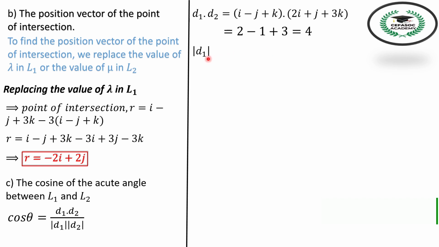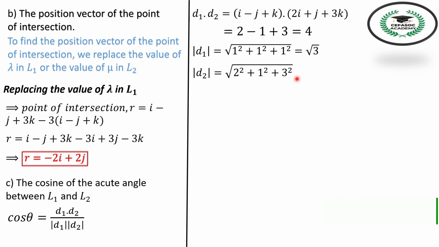Now the absolute value of d1, that is the magnitude of d1, is simply the square root of 1 plus 1 plus 1. Don't be surprised that I'm putting 1 here, because even if I put negative 1, it will still be positive because it's inside the square. So the magnitude of d1 is root 3. The magnitude of d2, the same formula: 2 squared plus 1 squared plus 3 squared. When you calculate it, it is equal to the square root of 14, because 4 plus 1 is 5, plus 9 is 14.